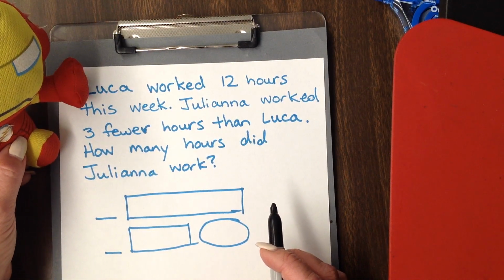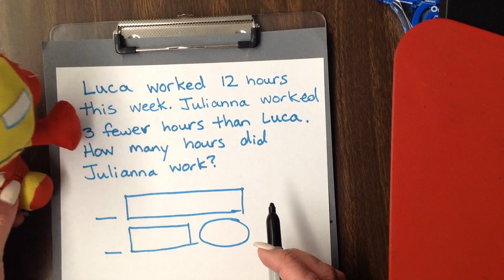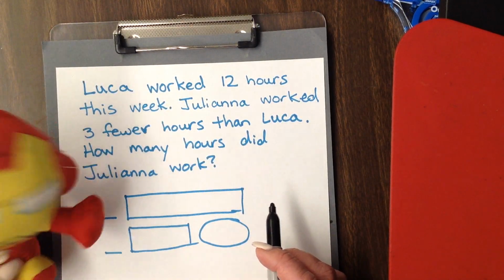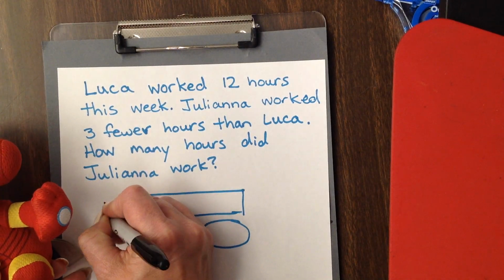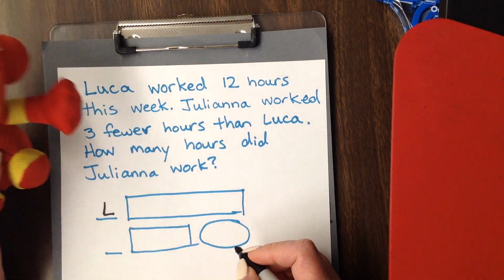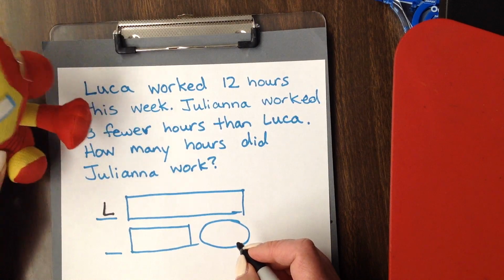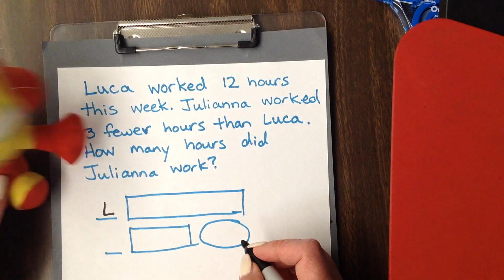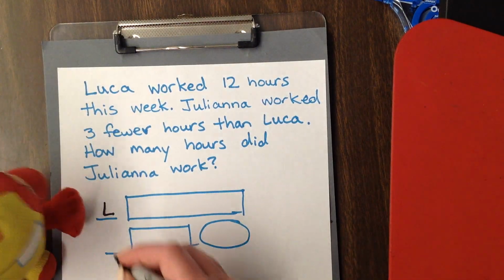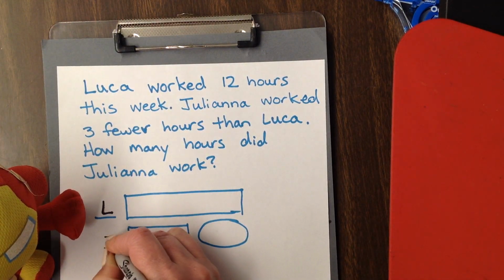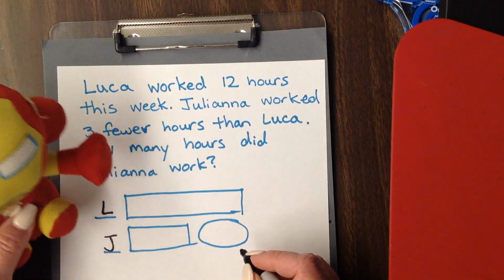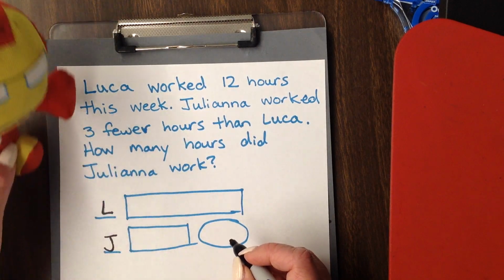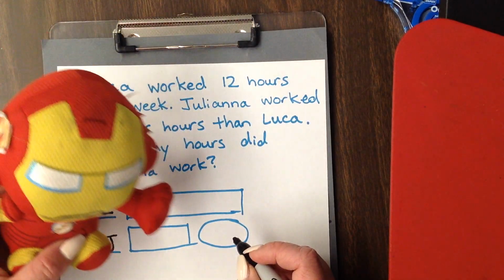Okay, so Luca worked 12 hours, and it says she worked fewer hours. So I know that Luca, he worked more hours. So we're going to put Luca on top. All right. An L for Luca. Okay. And then Juliana. She worked fewer hours, so we're going to put Juliana there. Okay. There we go. And then Luca, he had 12 hours, so that's going to go right there.